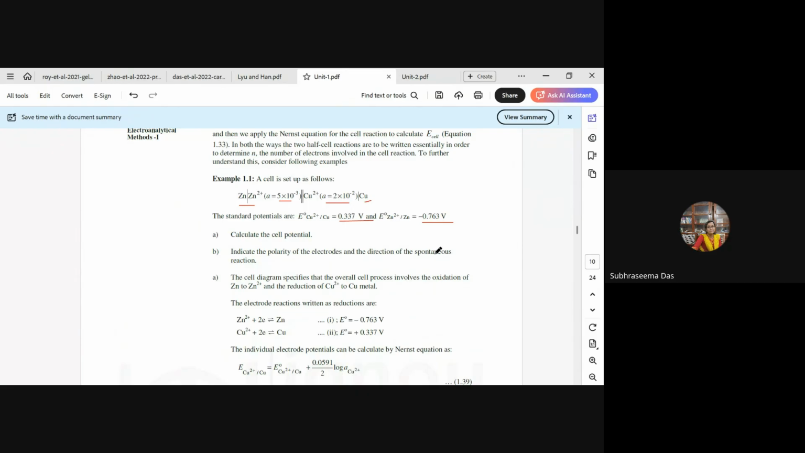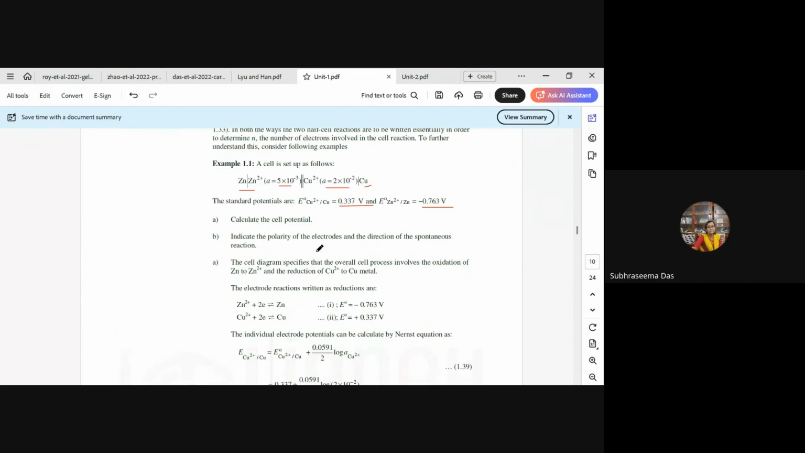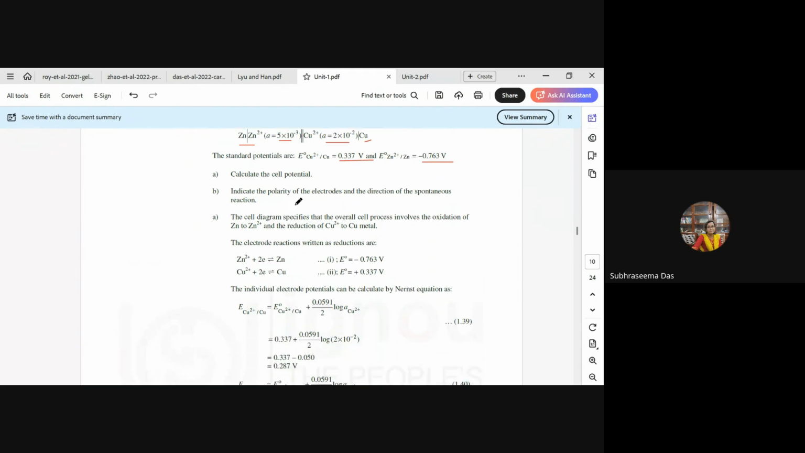So how will we calculate? It has been asked that you calculate the cell potential, indicate the polarity of the electrodes and the direction of the spontaneous reaction. First we will write out the overall cell reactions. Here, zinc 2 plus plus 2e forms Zn, and copper 2 plus plus 2e forms copper. The E0 values have been provided.